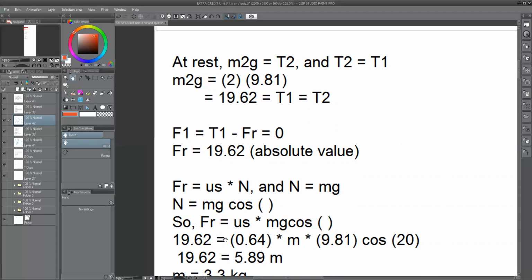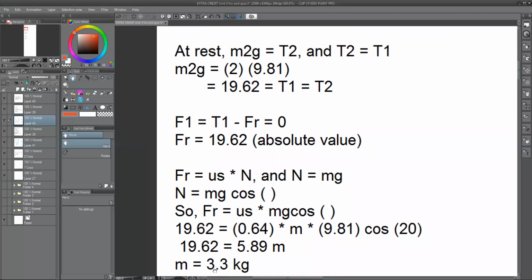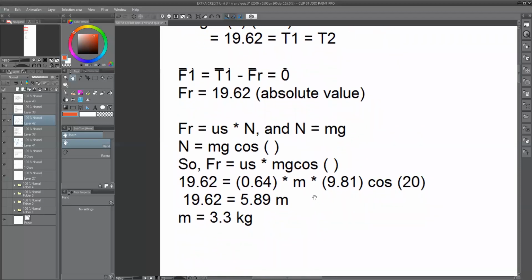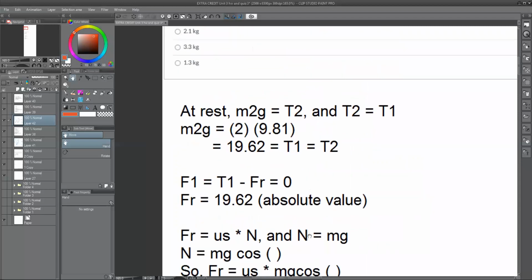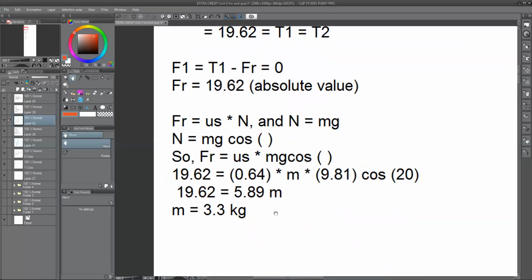So when we plug in all the numbers, we get 19.62 is equal to 0.64 times m, which is our unknown, times gravity times cosine of 20. And we get the mass is equal to 3.3 kilograms. And that's it. That's the answer for this problem.